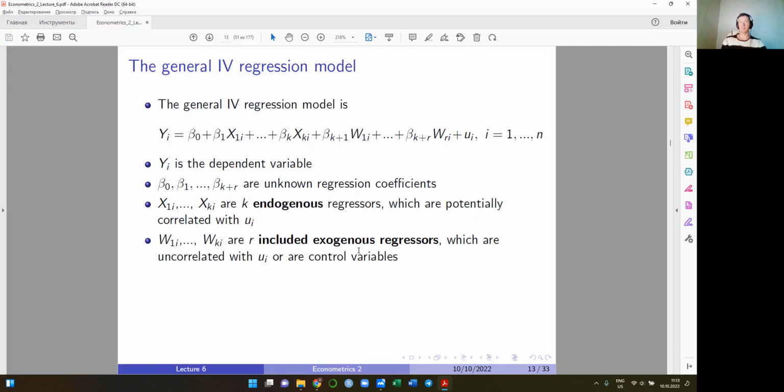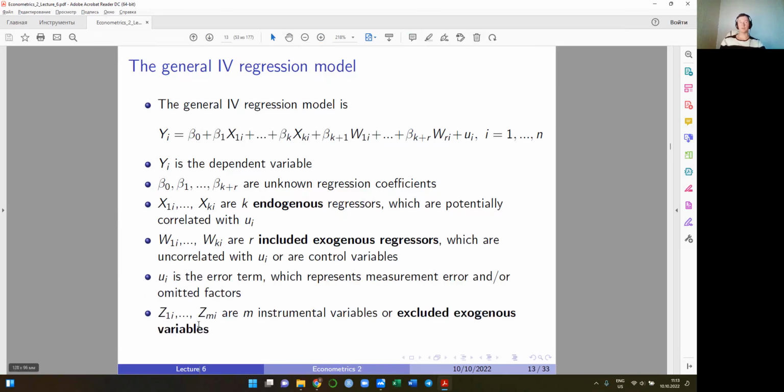W's are included exogenous regressors. If you believe that some of these regressors are not correlated with the error term, they might be just control variables. We don't care whether they are correlated or not with the error term. We simply include them to control for some factors. The idea is the same as in the multiple regression model. And we have an error term. It might be a measurement error, or it might be the effect of some omitted factors.